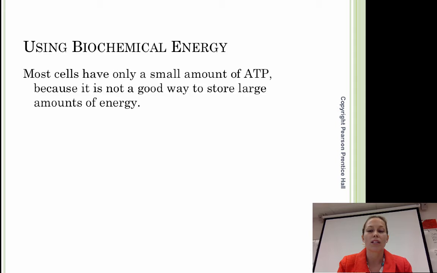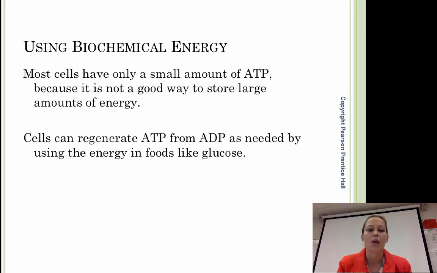Most cells have only a small amount of ATP because it's not a good way to store large amounts of energy. Glucose, or sugars, actually store 60 to 80 times more energy than ATP. But what's unique about ATP is that cells can regenerate ATP from ADP as needed by using the energy in foods like glucose. So the cells can actually regenerate ATP relatively quickly, even though it doesn't store a lot of energy compared to glucose.